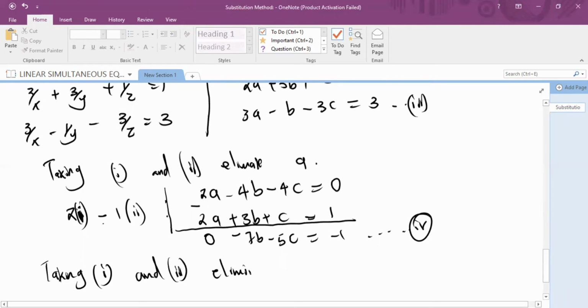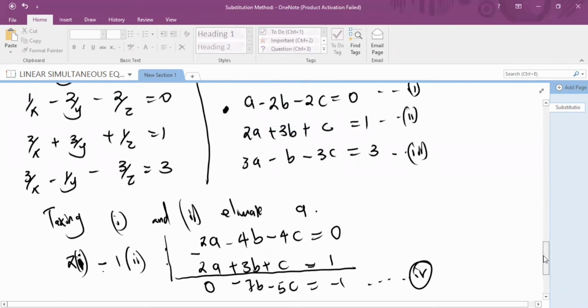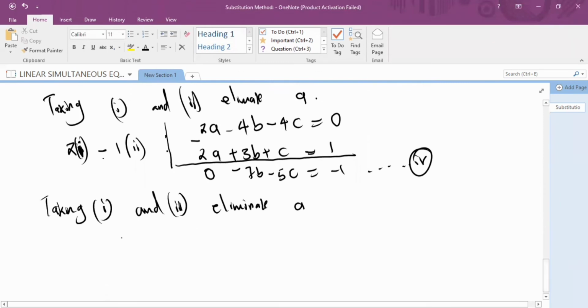Again, eliminate a. So let's look at our coefficients for a, for equation 1 and 3. Now this one is 1 here and this one is 3 here. So in order for me to eliminate, they need to be the same. So I will multiply equation 1 by 3, then subtract those two equations. So I will take 3 of equation 1 minus 1 of equation 3, subtract.